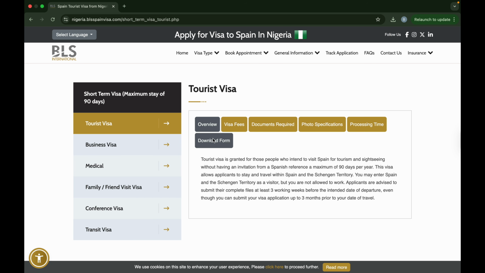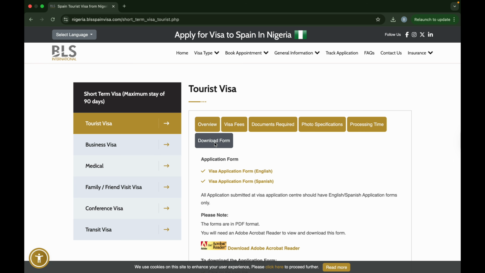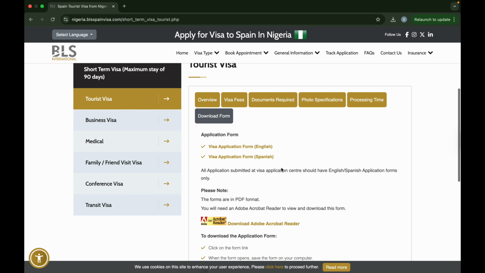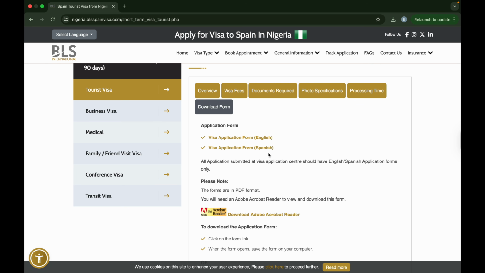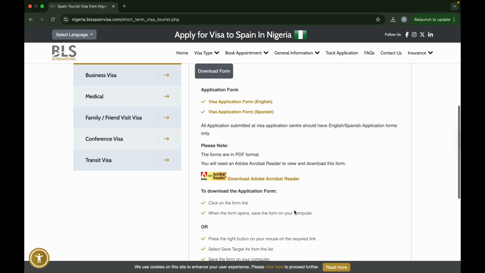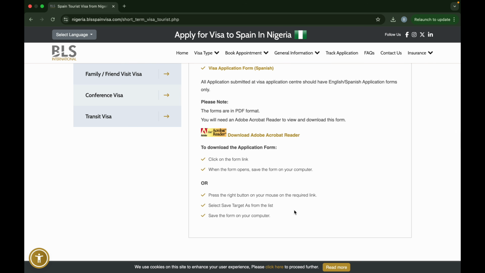Now, this is where you click to download the form. All you need to do is to click on download, and it's going to show you a drop down for the Spanish form and the form that's also in English language. I recommend that you download the two because you will need to fill both of them to submit at the center. Both forms are in PDF format, so you're required to fill with a black ink. However, it is recommended that you fill the form online using Adobe, and you fill in all the information that you need without having to type or write with your black pen.